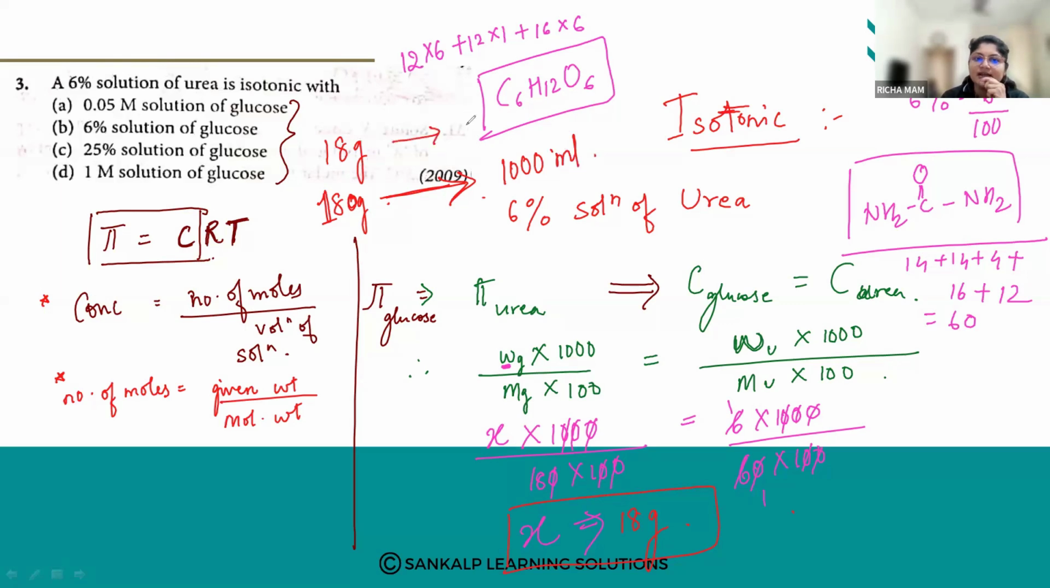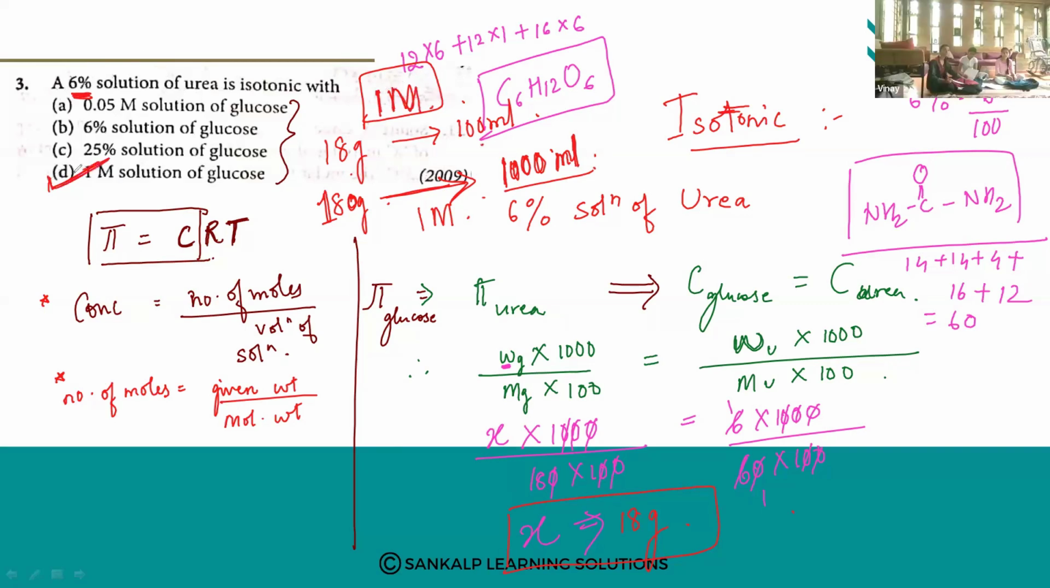So 18 grams in 100 ml is also 1 molar, right? So 1 molar of glucose is isotonic with 6% of urea. So it is option number D. 180 grams dissolved in 1000 ml is 1 molar. 6% of urea means 6 by 100. Here 18 grams we have taken with respect to 100 ml, so 18 grams in 100 ml is also 1 molar. So option number D: the 6% solution of urea is isotonic with 1 molar solution of glucose.